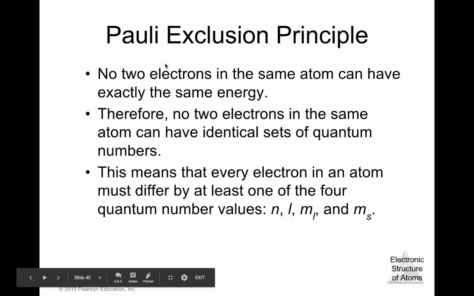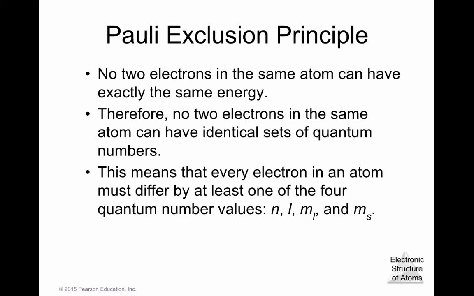So we call this the Pauli exclusion principle. We did talk about this in regular chem, but maybe not exactly in these terms because we weren't talking about quantum numbers. No two electrons in the same atom can have exactly the same set of quantum numbers. And in your notes, there may be a typo here. If you look at the bullet point underneath the Pauli exclusion principle, it says, therefore, two electrons in the same atom can have an identical set of quantum numbers. It should say no two.